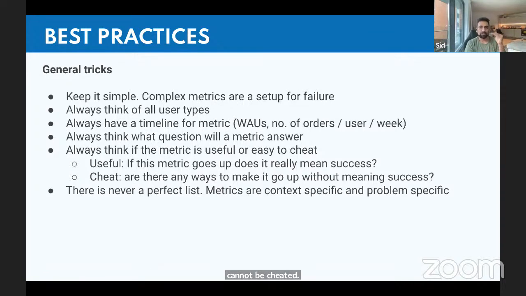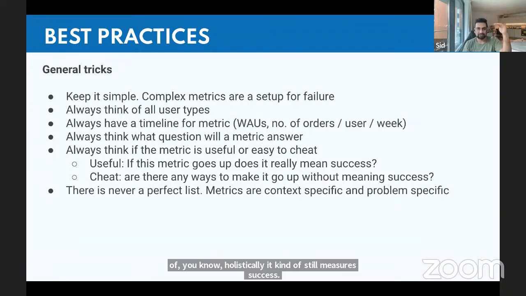And usually your guardrail metrics help you prevent cheating. So in this case, if this person's goal is the CTR or number of clicks, but there is a guardrail of number of orders per week, which means that if this number goes down, this metric doesn't hold value, then holistically it still measures success.